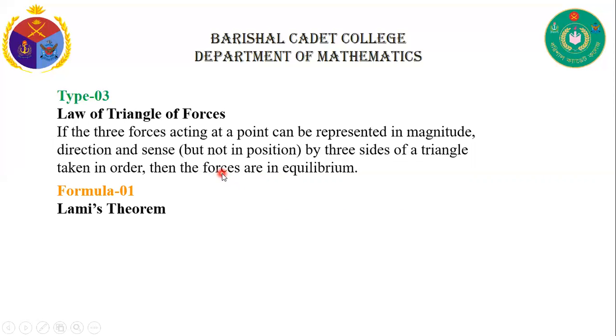So these are the three basic types of states of equilibrium, and there are a lot of others, but these three are basic. Now there are two formulas for solving problems in this section. We also use the formulas from the previous section: the parallelogram law, the sine rule of forces, and rectangular resolution. These are the three formulas. Now what is Lami's theorem?